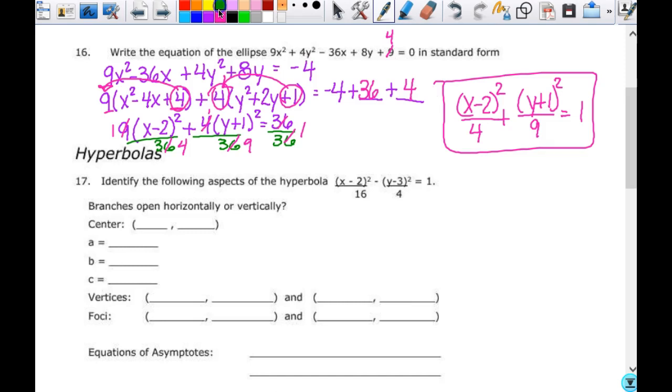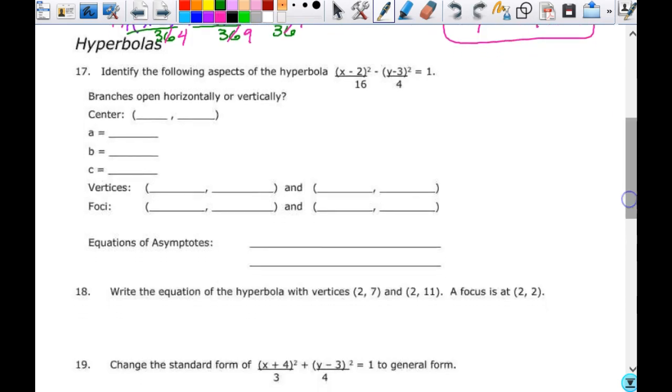All right, so hyperbolas. Identify the following. Branches open horizontally or vertically. So remember, for a hyperbola, A is always the first one and could be smaller, so it's not always bigger, but this is A squared, this is B squared. Which term comes first, X or Y, tells you if it opens horizontally or vertically. So X comes first, which means they open horizontally.